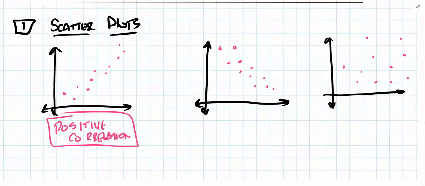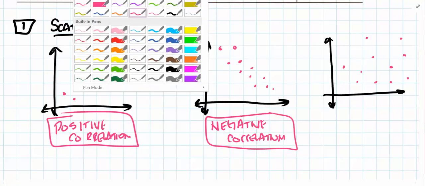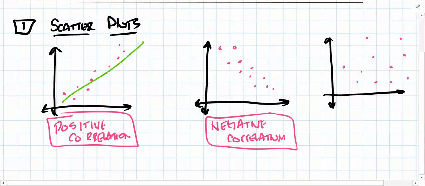What do you think the second graph would be? A negative correlation. Yeah, you got it. You can also relate it to slope: if I drew a line that way, that line would have a positive slope. If I drew a line this way, it would have a negative slope, so a negative correlation.